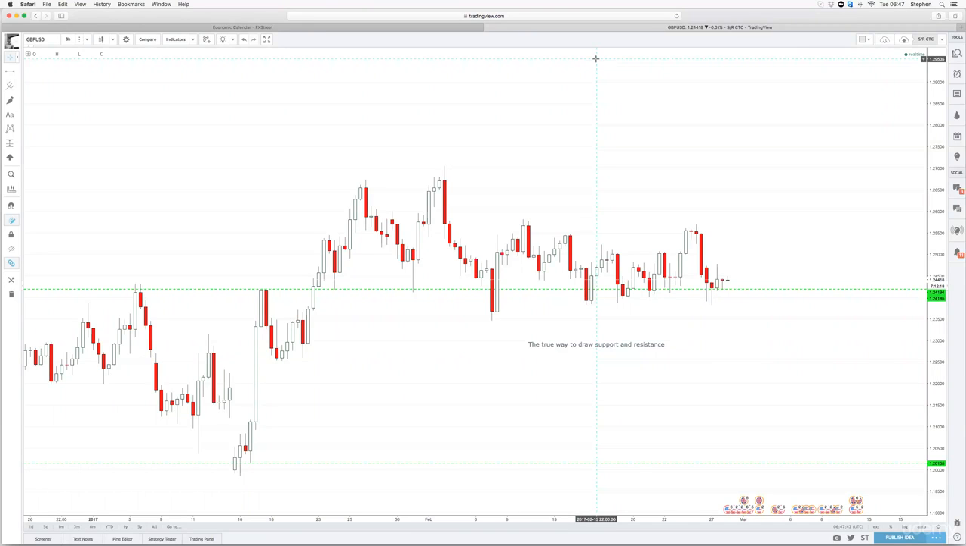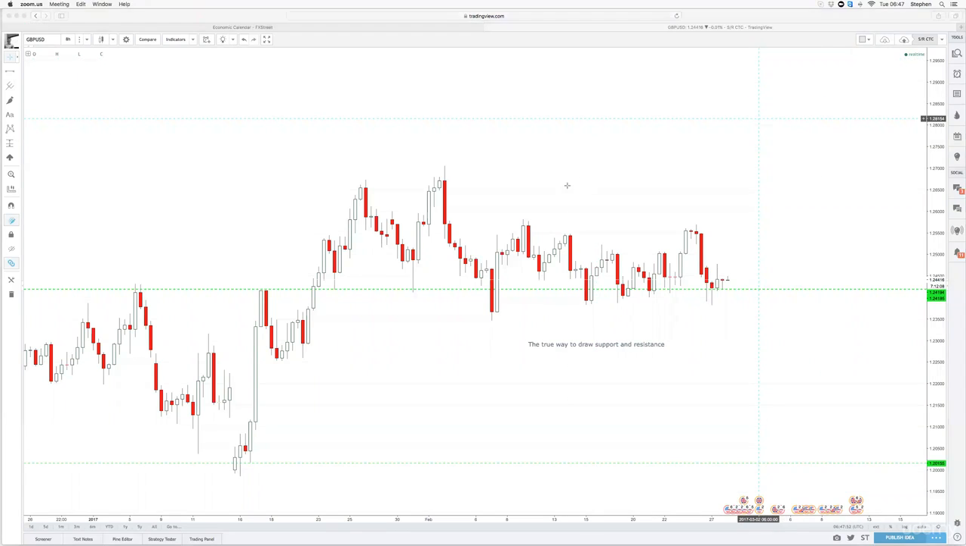A lot of you with previous trading knowledge will understand that many people draw support and resistance in many different ways. The first thing I'm going to show you is that a lot of people will tell you that you draw support and resistance on 3 to 4 touches of a wick. That's not actually correct.